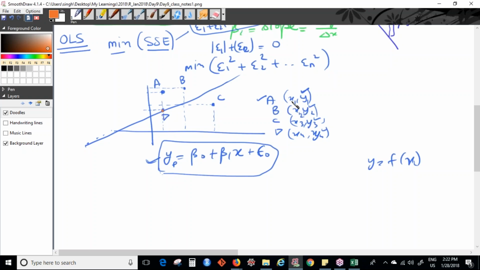So the prediction for point A will be this particular point, because this is the y-axis value corresponding to the x-axis value of A. The x-axis value of A is x1, so corresponding to x1, this is the point on the line. That means your prediction is this particular value. So you have some error. You have this as the error.